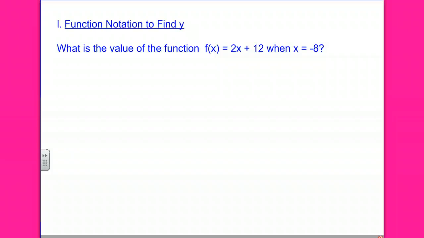Take this down. What is the value of the function f of x equals 2x plus 12 when x equals negative 8? So has anyone found the value of this function when x equals negative 8? Or could anyone tell me how we could go about finding that? What do you think?